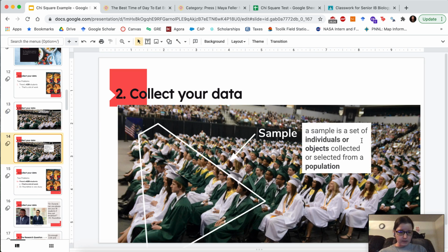A sample is a set of individuals or objects collected or selected from a population, so you're no longer asking everyone. Instead, you might be asking just these two rows.